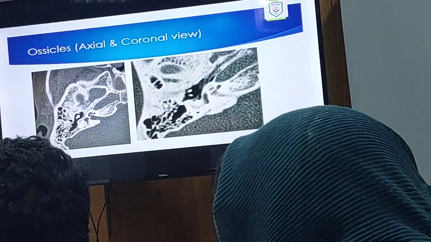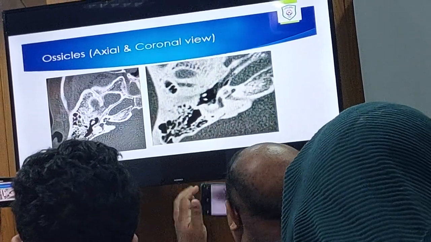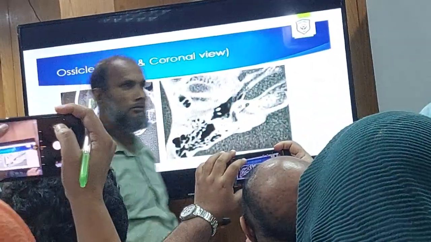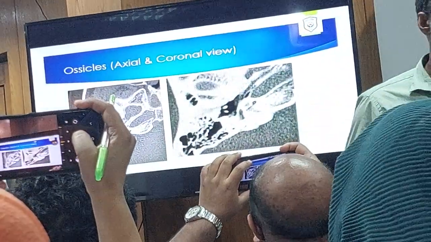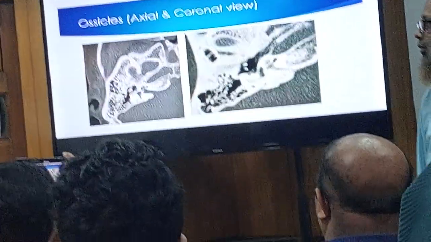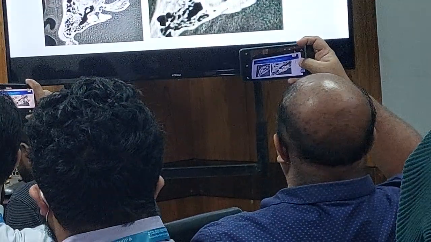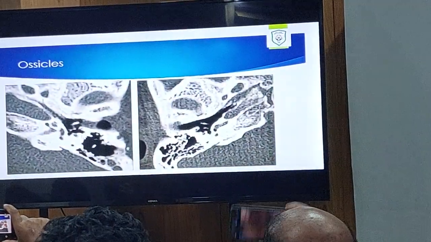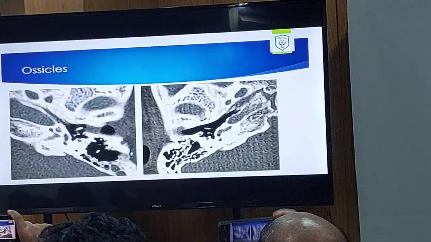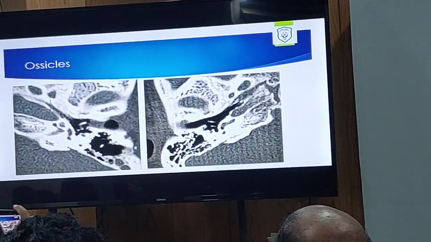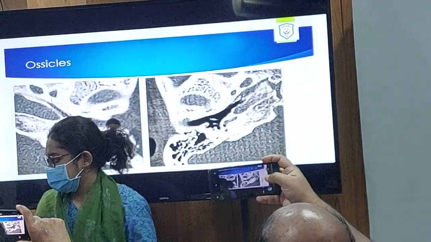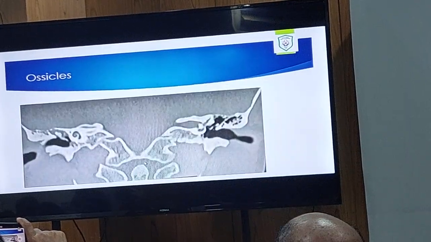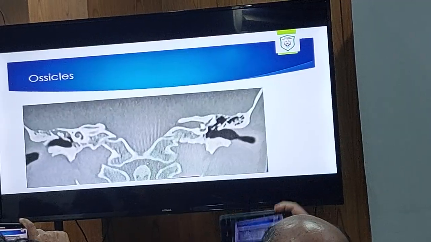Then the ossicular chain: in which slice, which view, we have to check the ossicular chain. So both axial and coronal views we have to check for the ossicular chain, individually. This is the axial view and this is the coronal view.